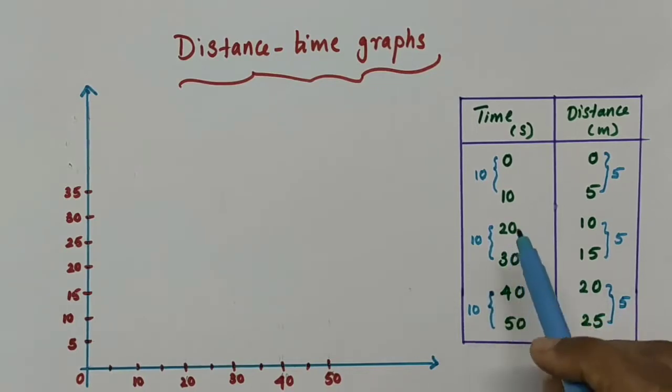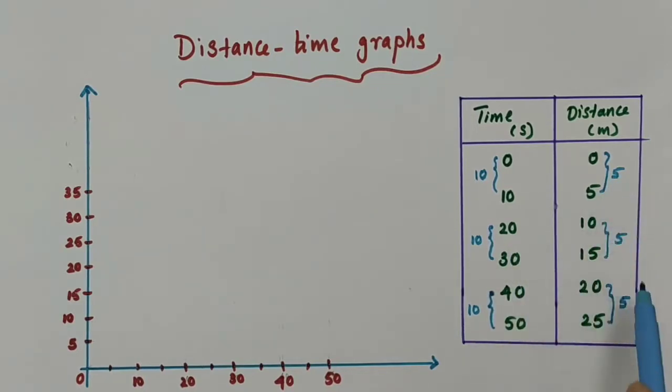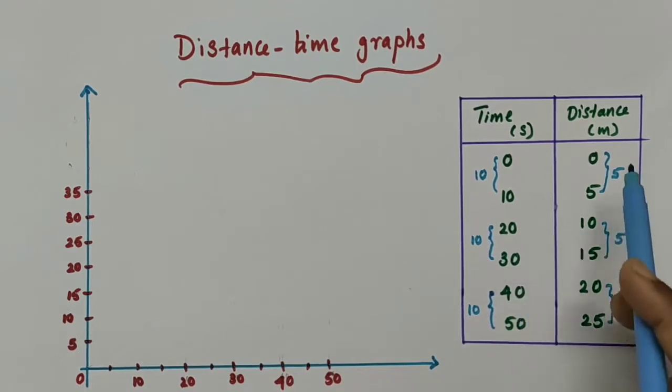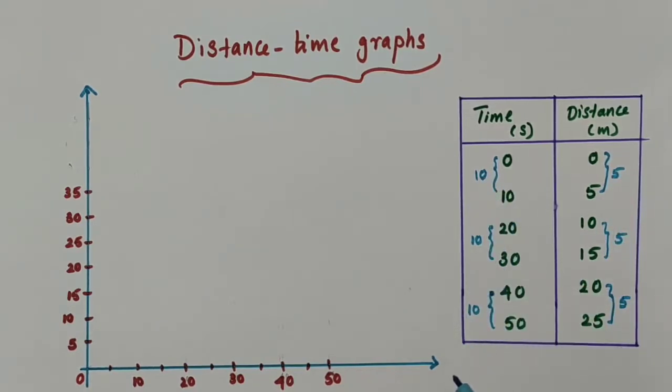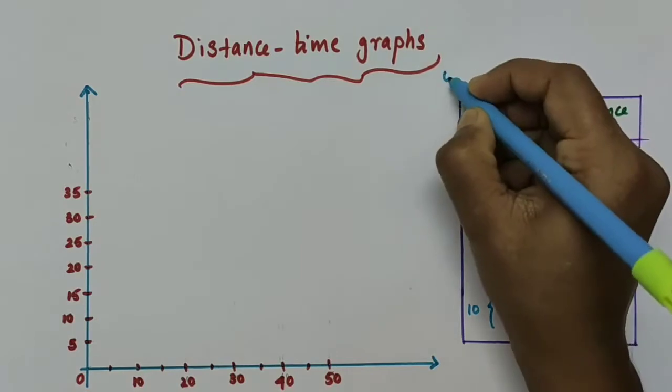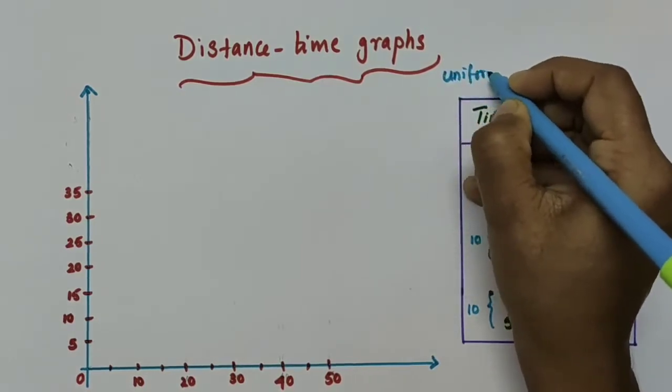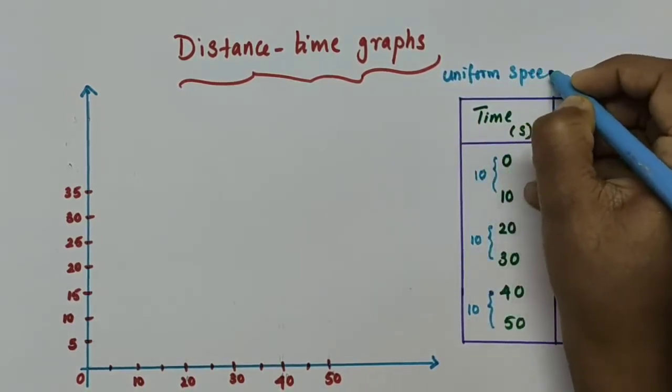You can see the object travels equal distances in equal intervals of time: 5 meters, 5 meters, 5 meters, then 10 seconds, 10 seconds, 10 seconds. So here the object covers equal distances in equal intervals of time. Right, so we can say that this object is moving with the uniform speed.